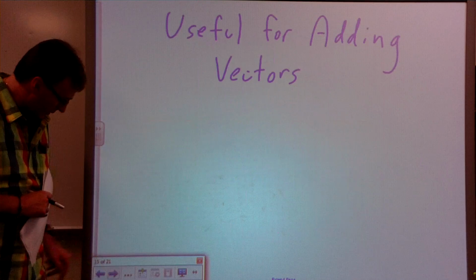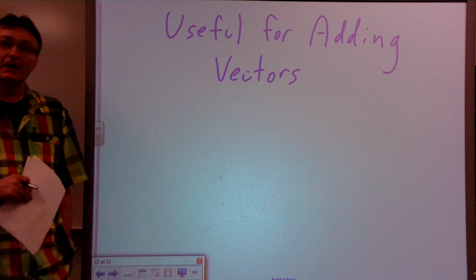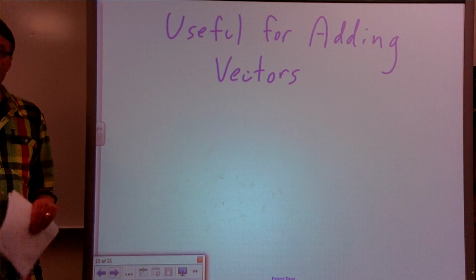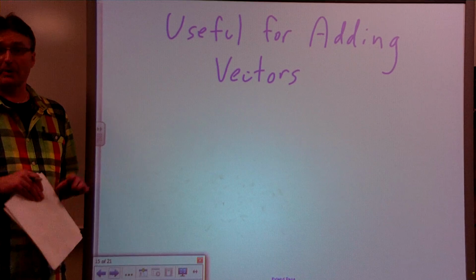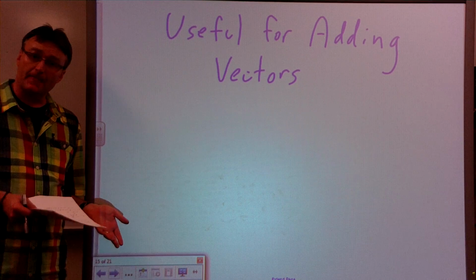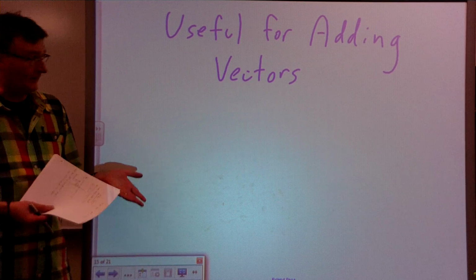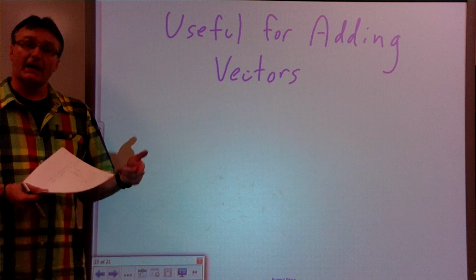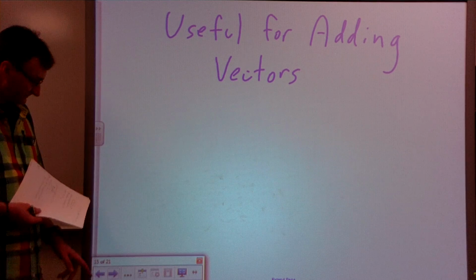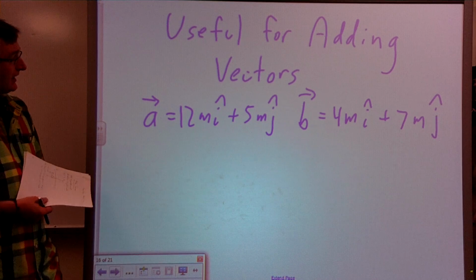Now this is quite useful for when you're adding vectors together, because anytime you add vectors together, you're actually adding the components together. If your vectors are in polar form, what you're doing is changing to rectangular form in order to find your x and y components, and then you add them together. But if they're already in rectangular form, it makes it a whole lot simpler.